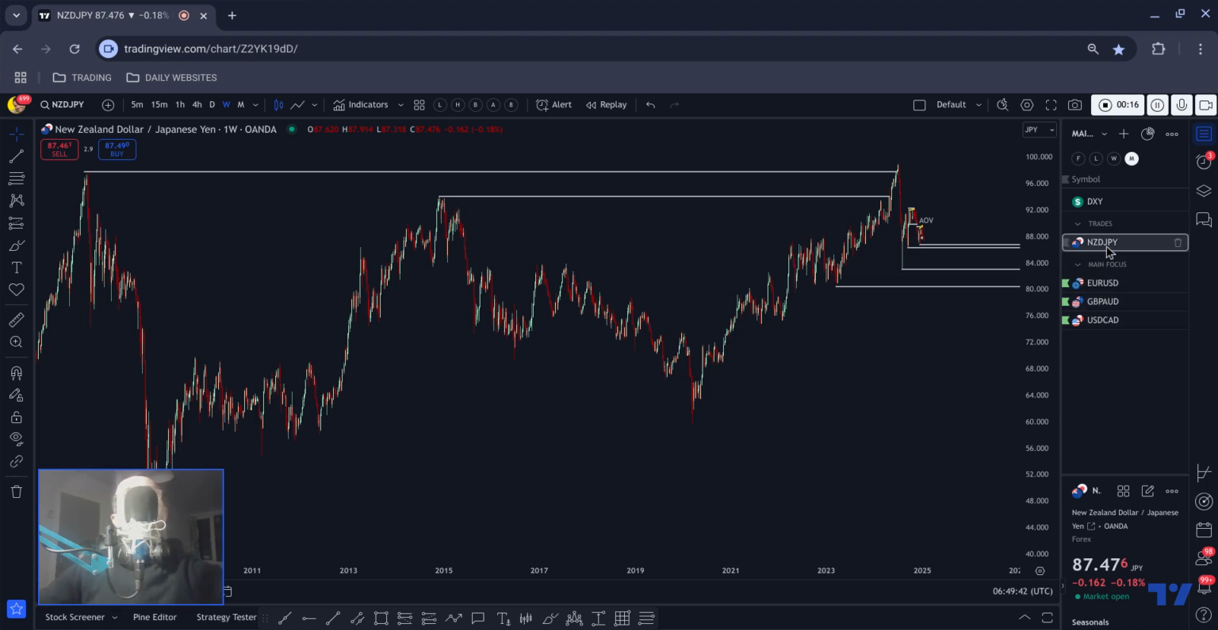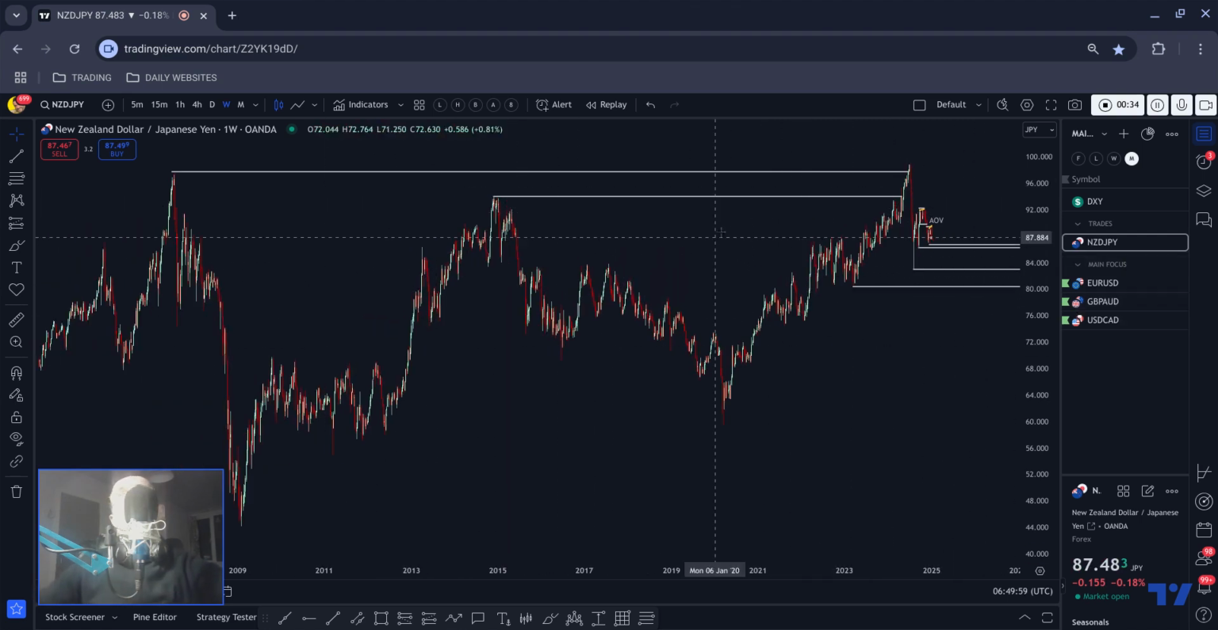Just to say that I am out of my Kiwi yen trade now for, I believe it was 2.63x, I should say, because I'm actually risking 0.5% per trade on my funded account at the minute. But we've got a lot to break down today, so I'm going to just get on with this and tell you first of all why I was looking at this trade and how I managed it.